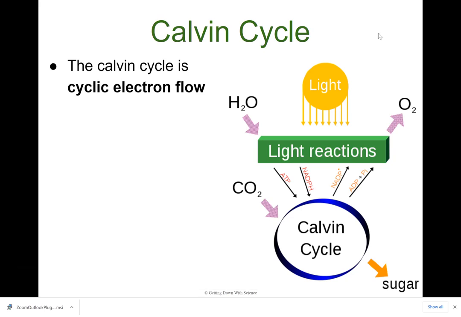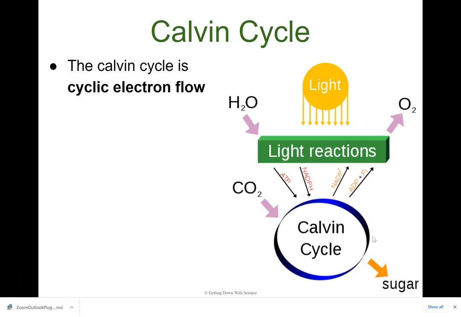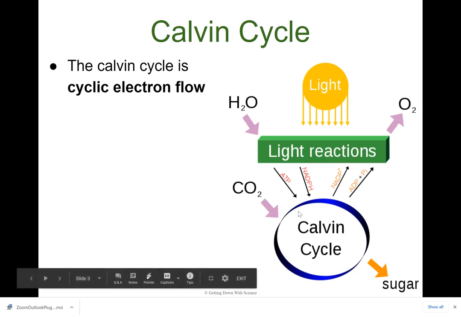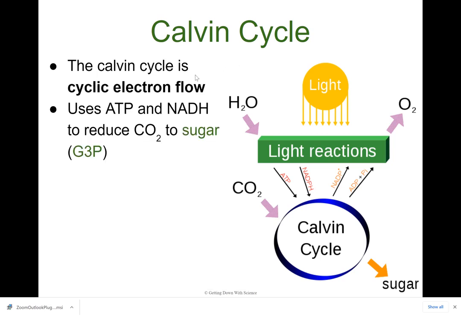The Calvin cycle is a cyclical electron flow. So we're going to start with a certain molecule. We're going to get the electrons and process through the electrons and it's going to come back to that original molecule. We use ATP and NADPH to reduce carbon dioxide. Yes, that is a typo. I'll need to fix that, but it should be NADPH. You'll see it in the actual diagram. To reduce carbon dioxide to sugar.